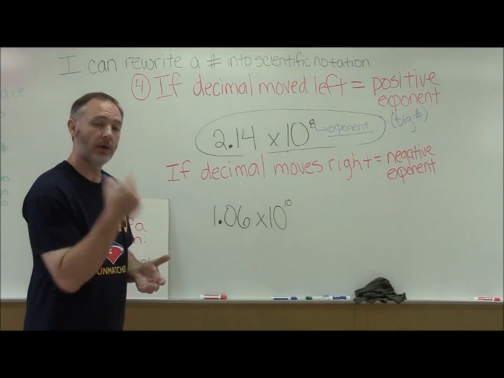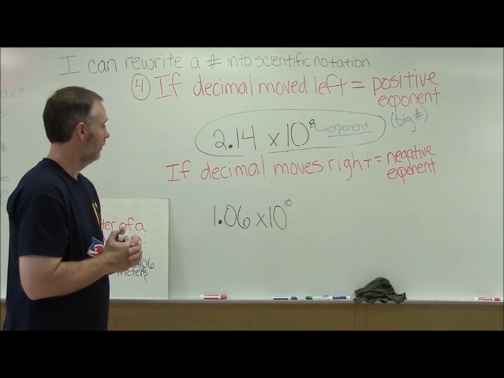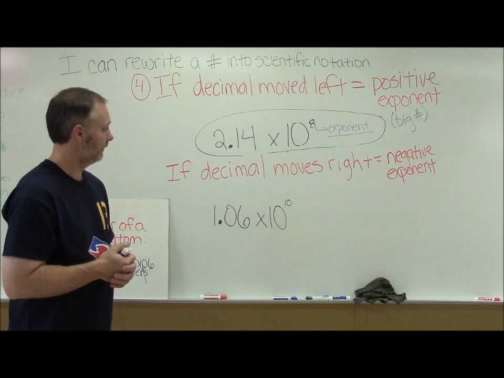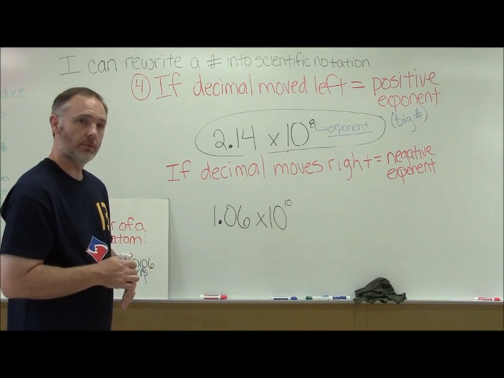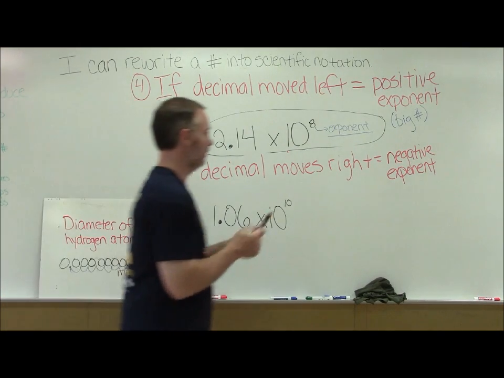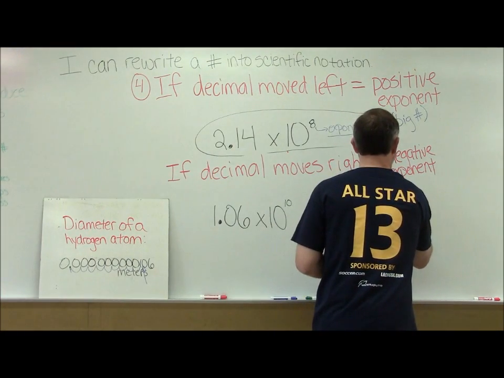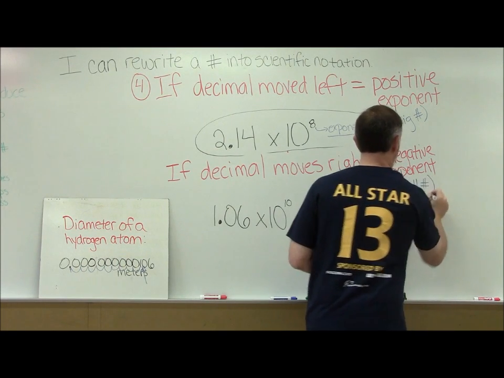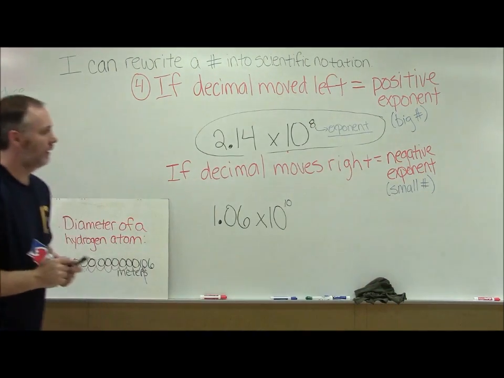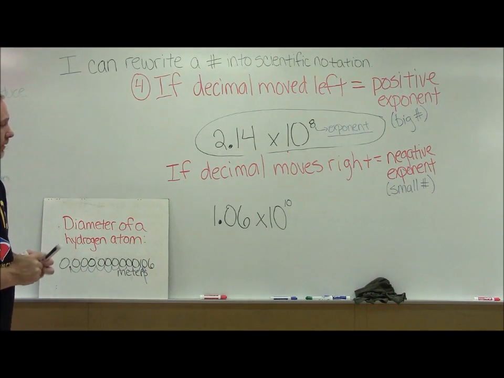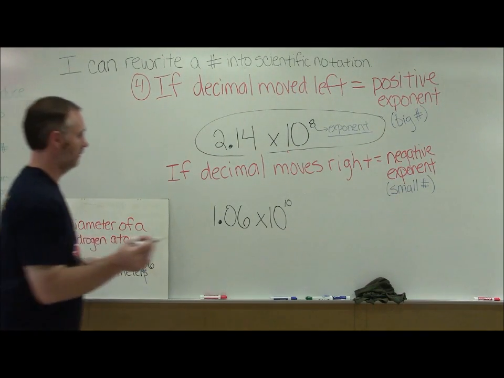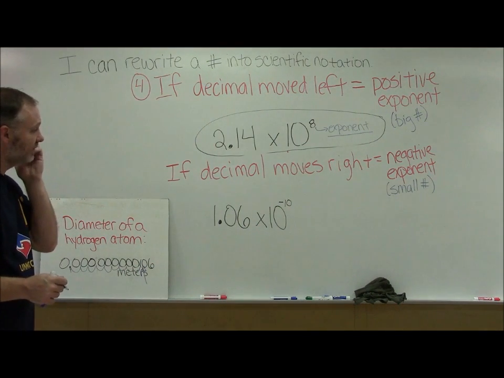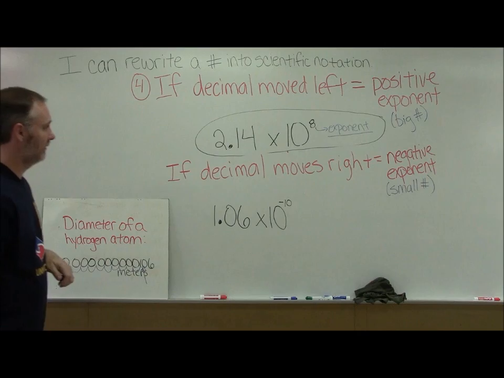But we've got one more thing to take into account. We don't have a big number this time. We have a small number less than 1. So anytime you move that decimal to the right, it means you have a small number, and our exponent is going to be negative. So to finish this up, we have 1.06 times 10 to the negative 10.